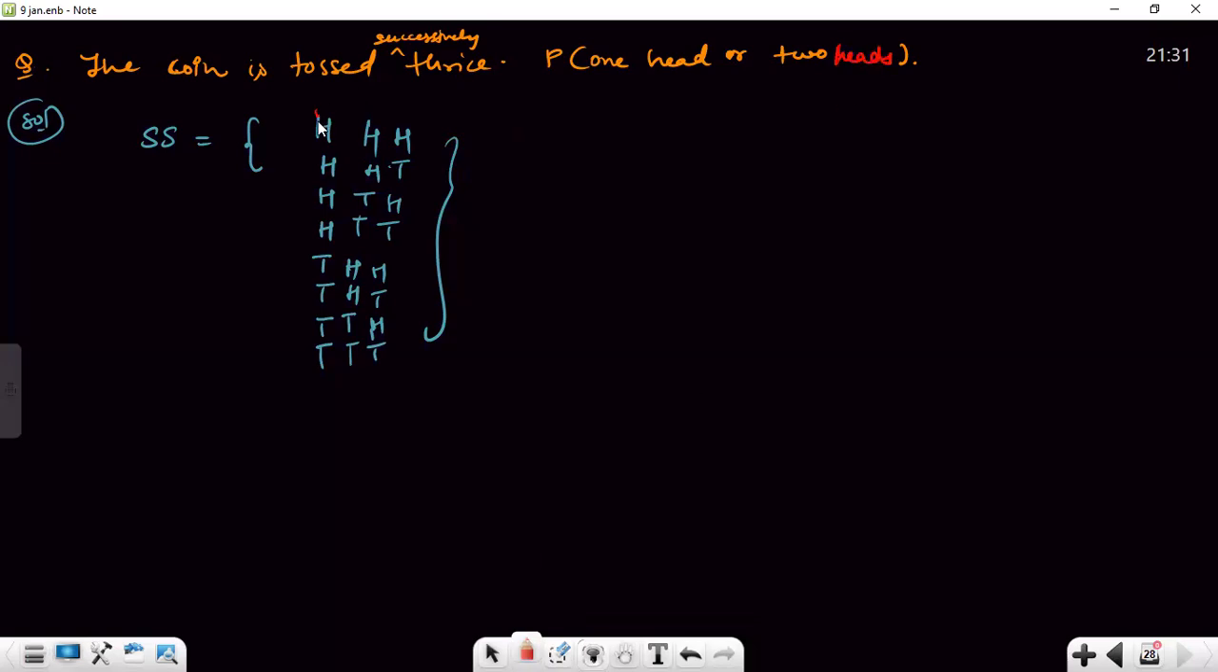Okay. Now let's look. Is there one head? Yes, there is one head. Is there one head or two heads? Two heads. That also works for us. Two heads works for us. One head works for us. Two heads works for us. One head works for us. One head also works for us. No head doesn't work for us. At least there should be one head or two heads. This is the case which we have to exclude this time.